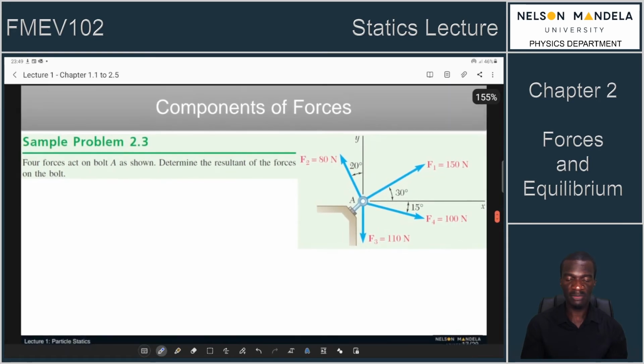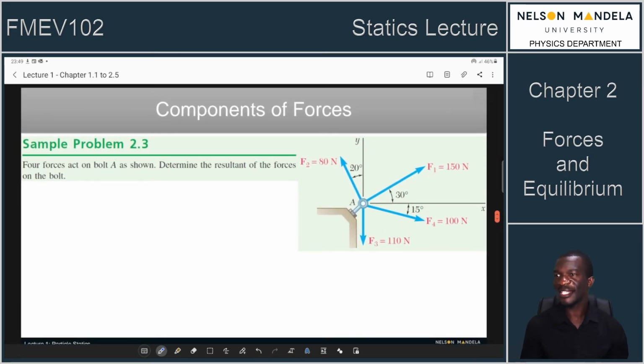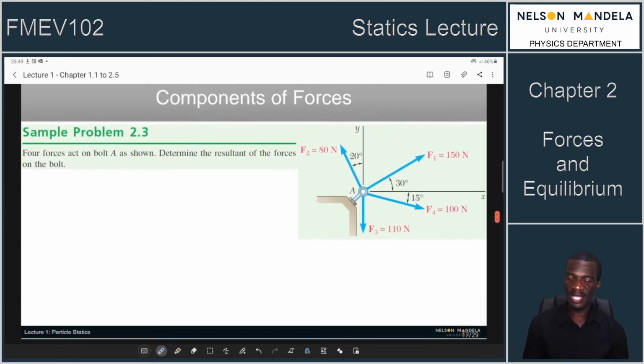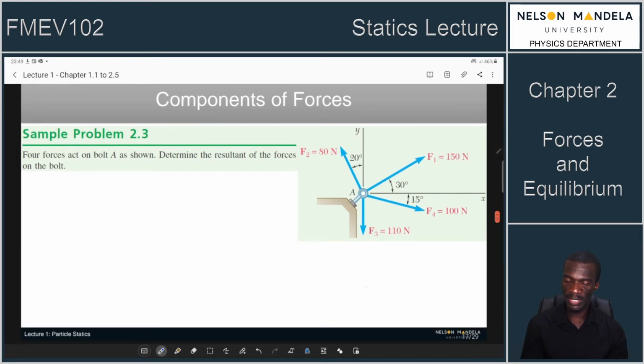So sample problem 2.3 is giving you a chance to stretch, right? It simply reads, 4 forces act on a bolt as shown. Determine the resultant of the forces on the bolt. So how do you find the forces on this bolt? So as usual, you've got your bolt there. Then you've got the first force F2. You've got the second force F1. You've got the third force F4. And the last force F3.